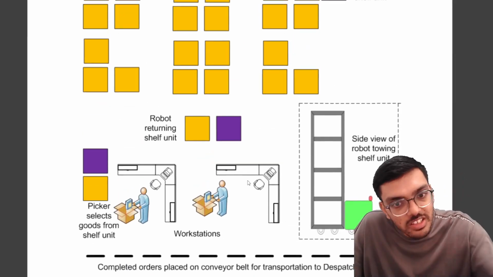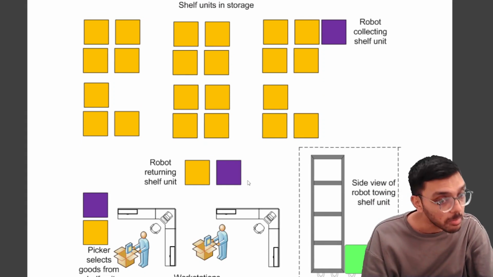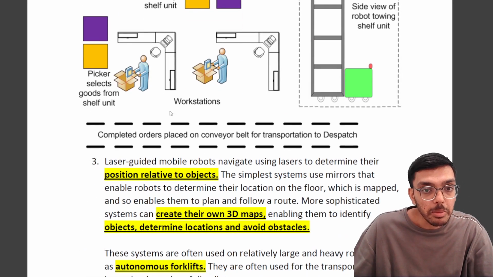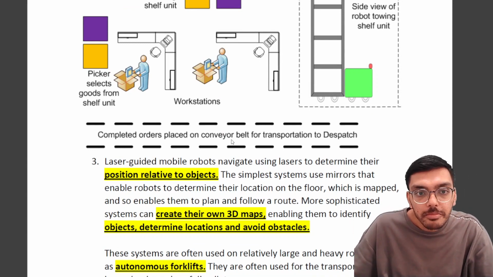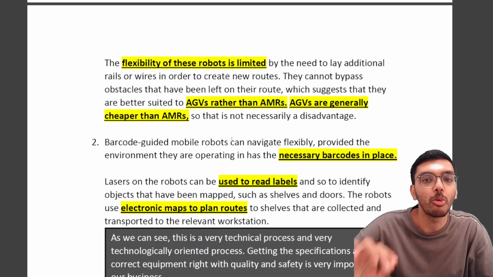So you can see it's an easier process. The robot is getting the shelf for the picker. Much easier. Picker does not have to travel. Much more efficient. Simply picks and puts it on the conveyor belt. Then it goes ahead. So this was your barcode guided mobile robots.